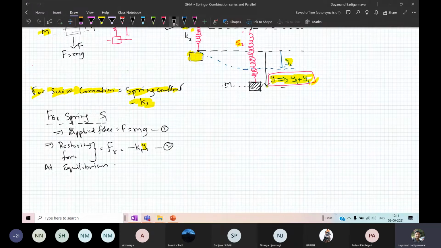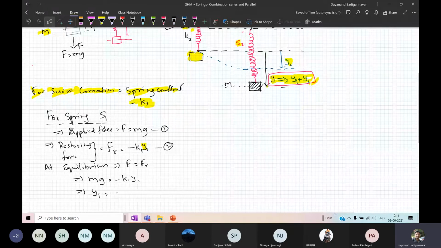Okay, that will be equal to F is equal to Fr. So if I equate them, M into G, this is from 1 and 2. What is Fr? It is minus K1 into Y1. Therefore, I can write Y1 is equal to minus of M into G divided by K1. So this is equation number 3.